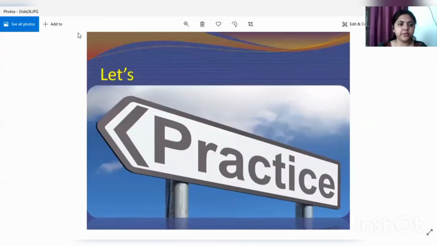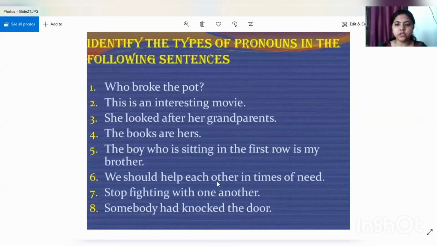Okay, so let's practice now. You can see 8 questions written on your screens. Just have a look at all these 8 sentences and then come up with your answers. I'm giving you 30 seconds to have a look at the sentences. The question is, you have to identify the types of pronouns in the following sentences. First, you will tell me which word is the pronoun and then you will tell me its kind.